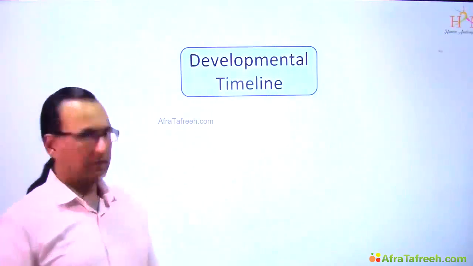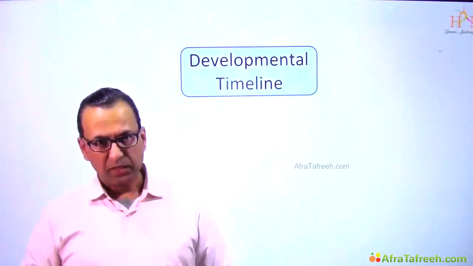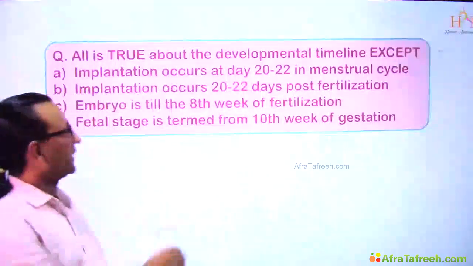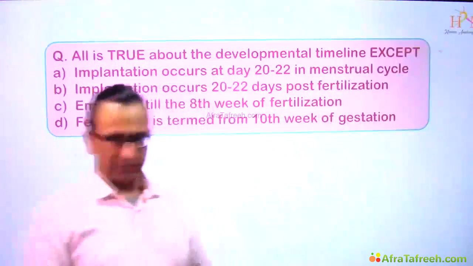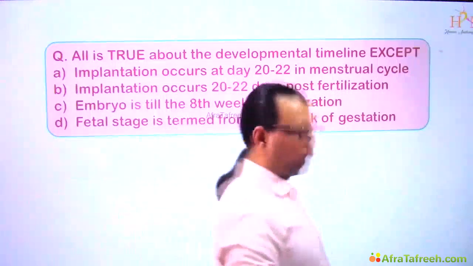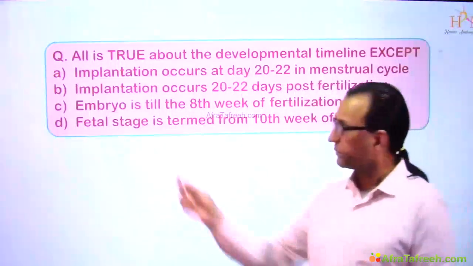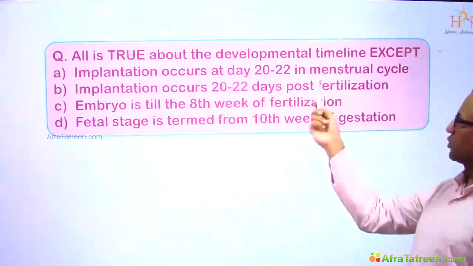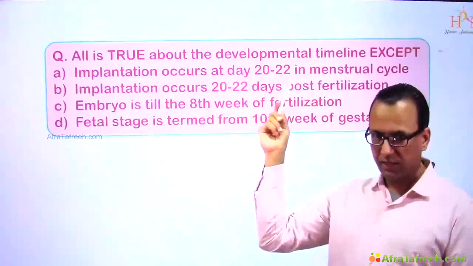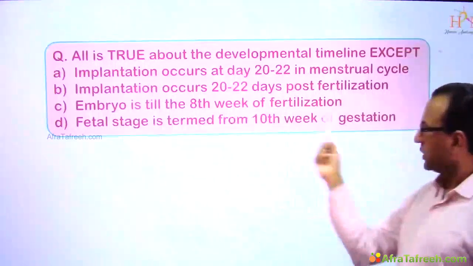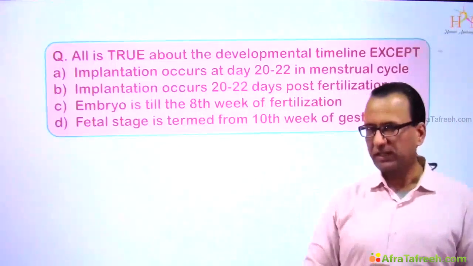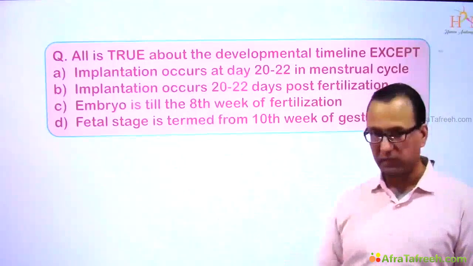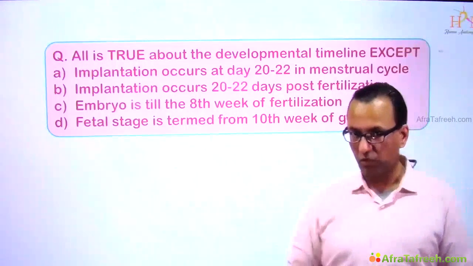Horizontal timeline here. We got a question asking us about the false statement, the except. We have to understand that there is one menstrual age and there is one which is called as the fertilization age. Let us look at the details, then we can come back to this question once more.